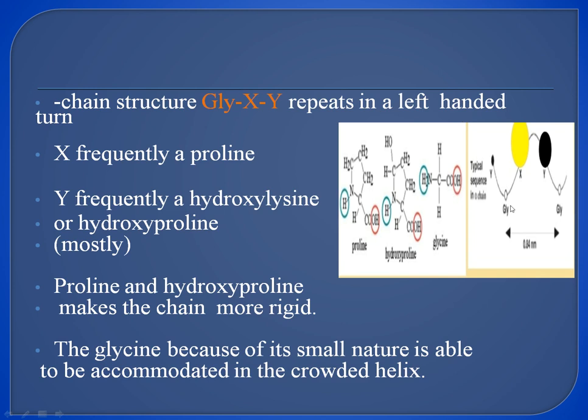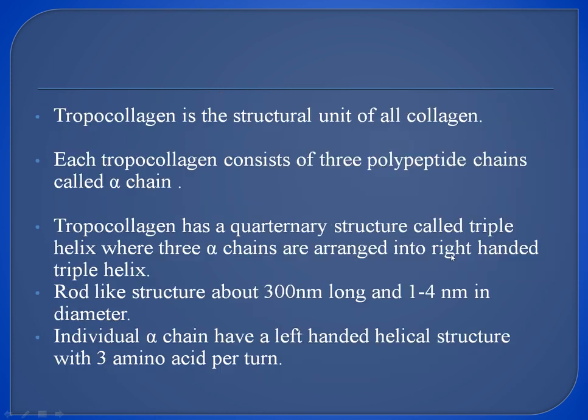So here X is proline, Y is hydroxylysine or hydroxyproline generally, and both proline and Y, that is hydroxyproline, make the chain more rigid. And glycine, because of its small nature, is able to be accommodated in the crowded helix.